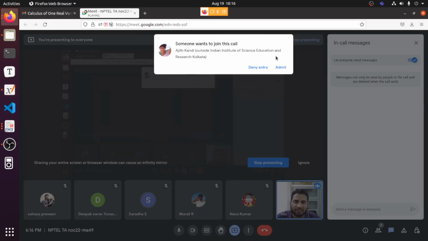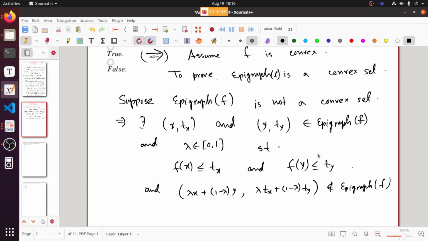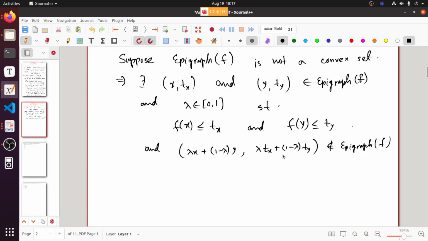So this will hold, right? We have assumed epigraph is not convex, meaning there exist two points such that these two belong to epigraph, but their linear combination does not belong to the epigraph of f. So this is the meaning that epigraph is not a convex set, right? So we have written down the definition of epigraph not being a convex set. Now we have to come up with some contradiction to f being a convex function.